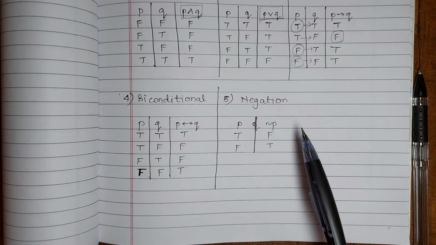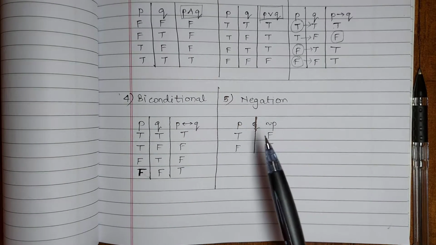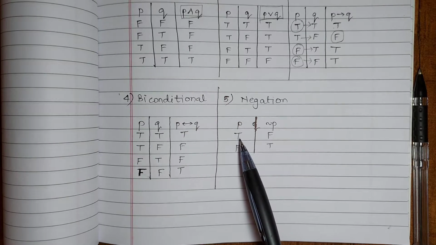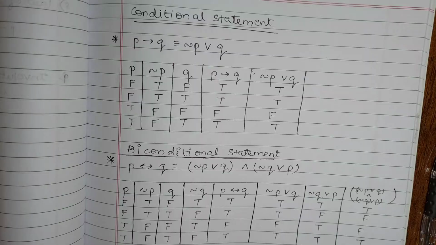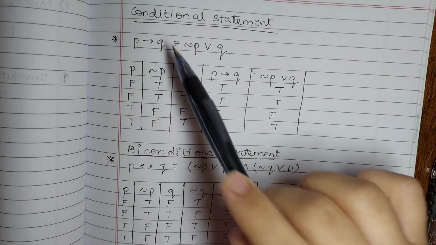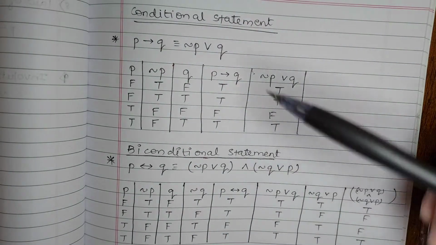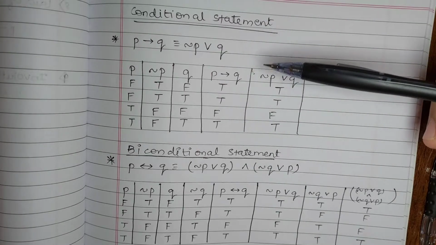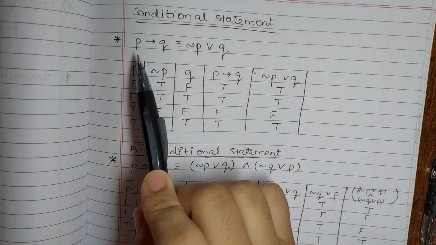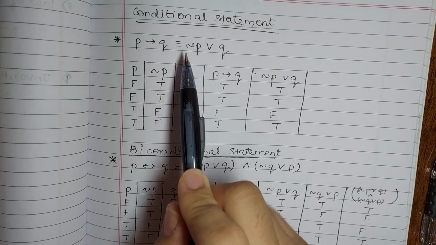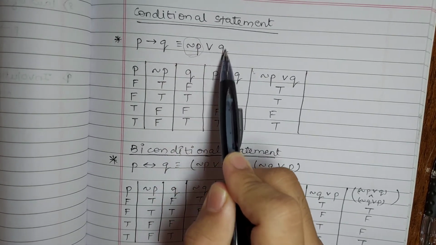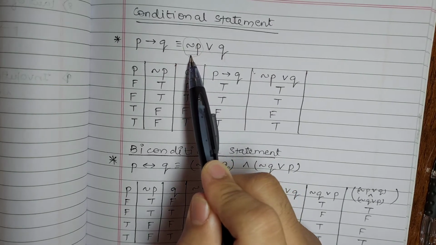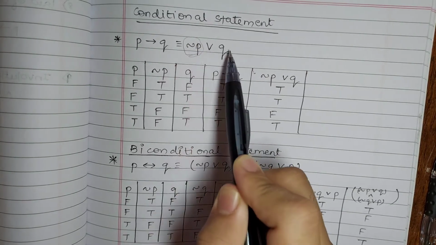Now the negation is the simplest operation, where we just have to invert it. Like true would be replaced by false and false would be replaced by true. So here are some results related to the conditional statement and the biconditional statement, which are really helpful for solving. So the first statement proves that p implies q is also equal to negation of p or q. That is, we have to add the two elements, that is the negation of p element and the q element.